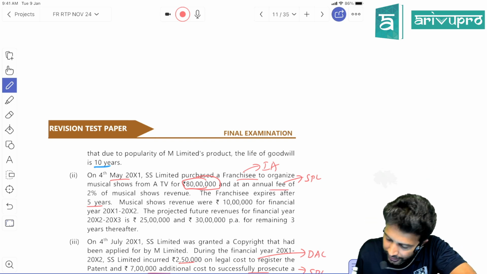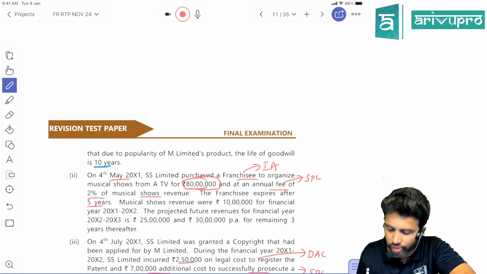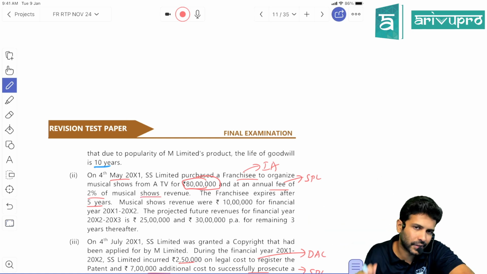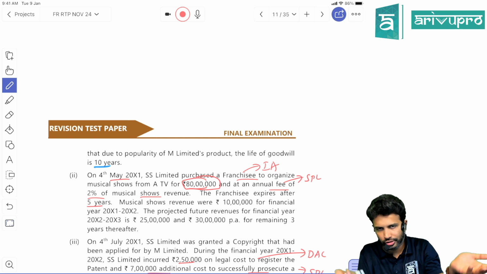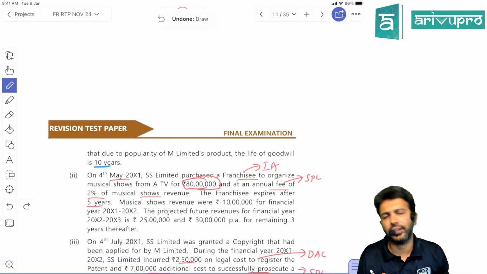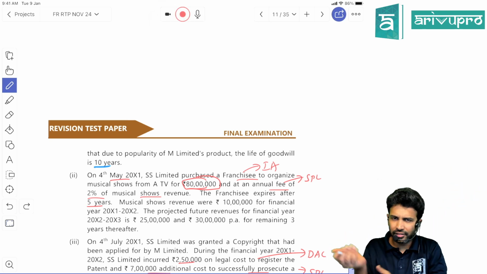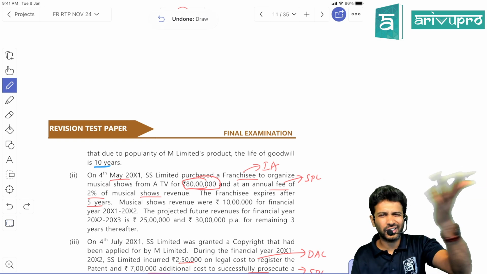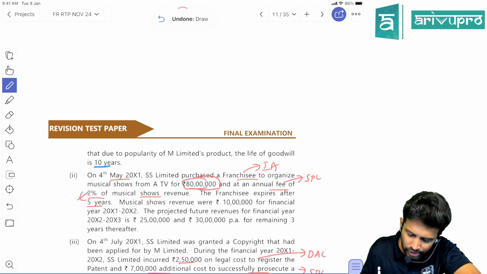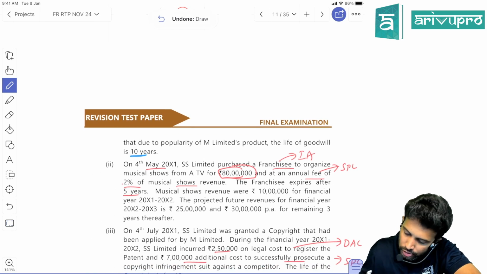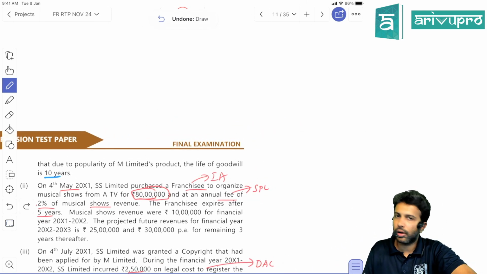So can we capitalize 80 lakh? Yes. There is an annual fee of 2% of the musical shows' revenue. We have purchased franchisee rights through which we'll conduct shows, and we have paid 80 lakh for them. Other than that, whenever we conduct musical shows, 2% of whatever revenue we generate also has to be paid. So all these are annual expenditure. Will this 2% be capitalized? No, this 2% annual fee will go off to the SPL account.